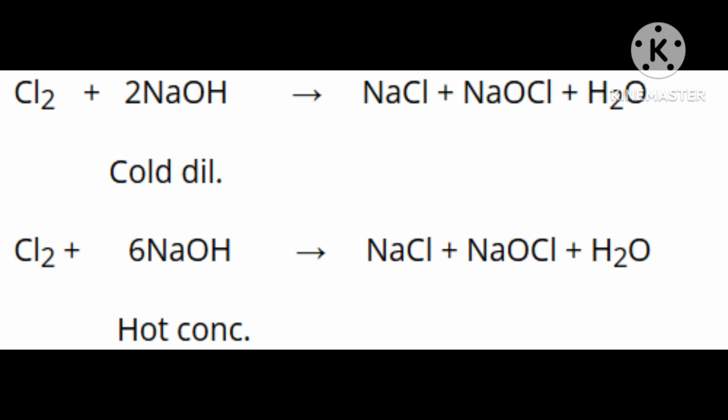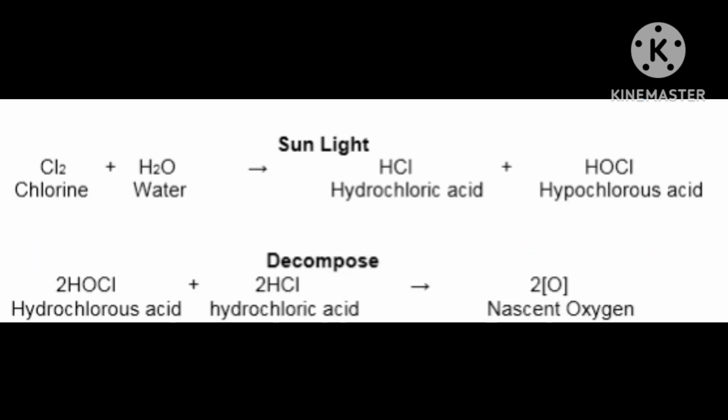And the second reaction I am telling you, 6NaOH plus 3Cl2. Now NaOH is hot and concentrated. Then 6NaOH plus 3Cl2 gives three products. First is 5NaCl. Second is NaClO3, chlorate, plus 3H2O.